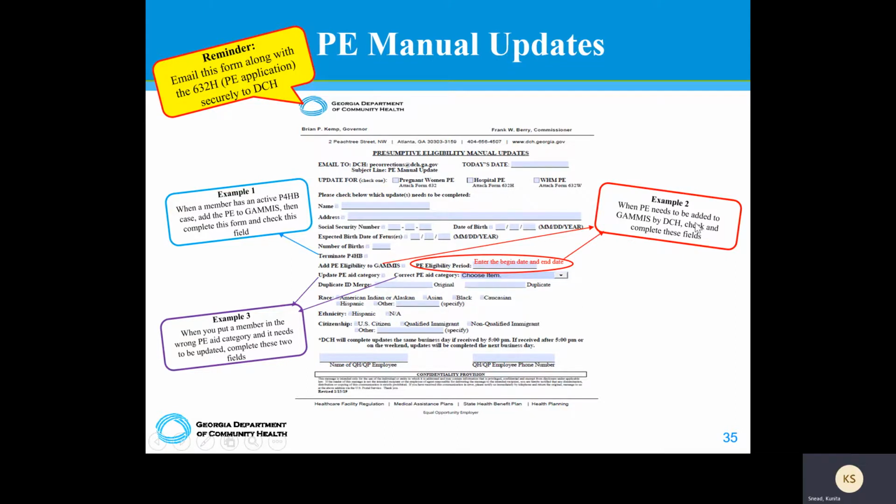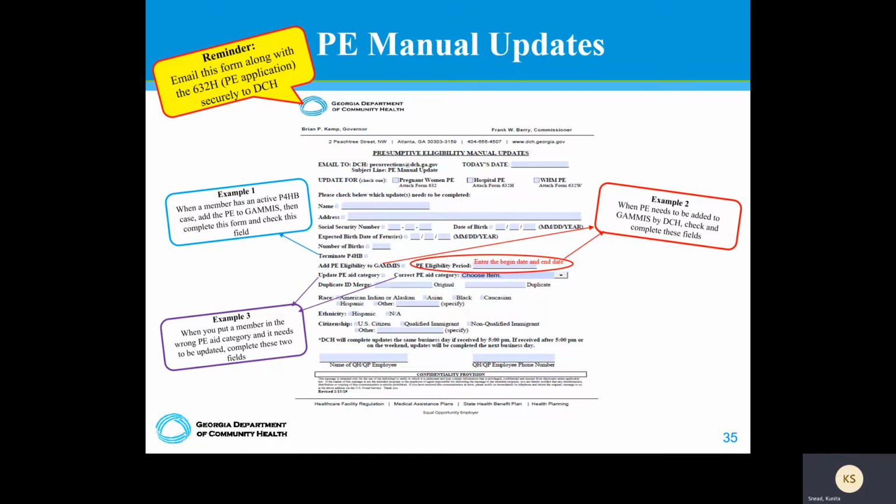Example 2, if for some reason we need to add this information to gametes, then these are the fields that you will need to fill out. You go down to where it says add PE eligibility to gametes. You're going to check that box, and right beside it is asking you to provide the PE period. So remember, we talked about that earlier. It's the start date, the application date, to the end of that next month. So that's what you're going to put on that particular line.